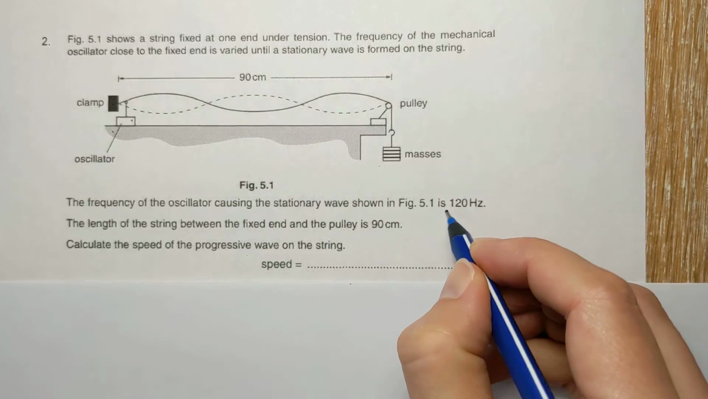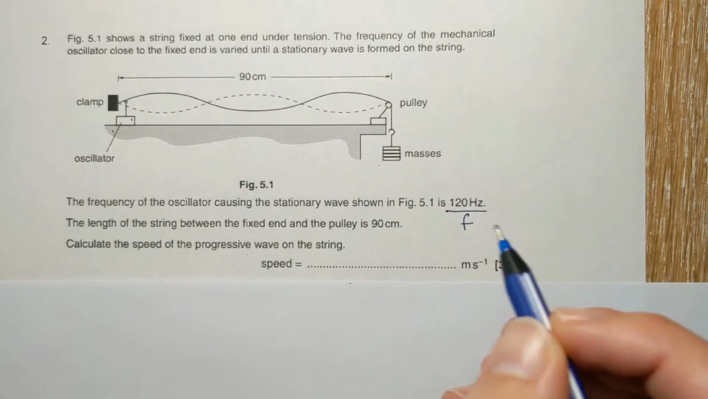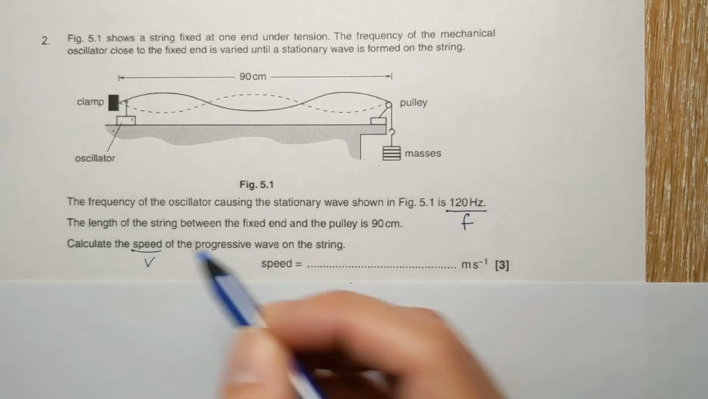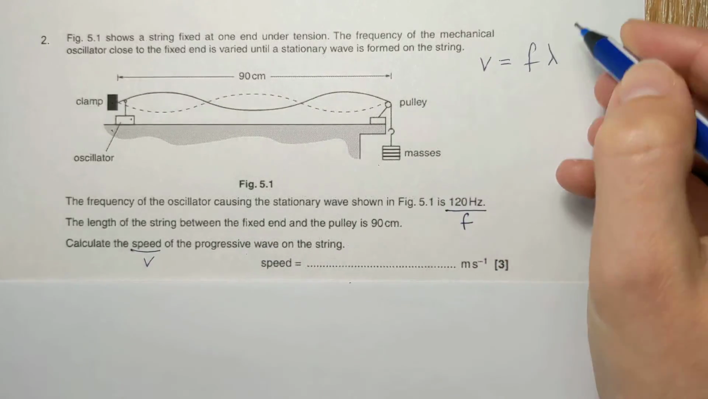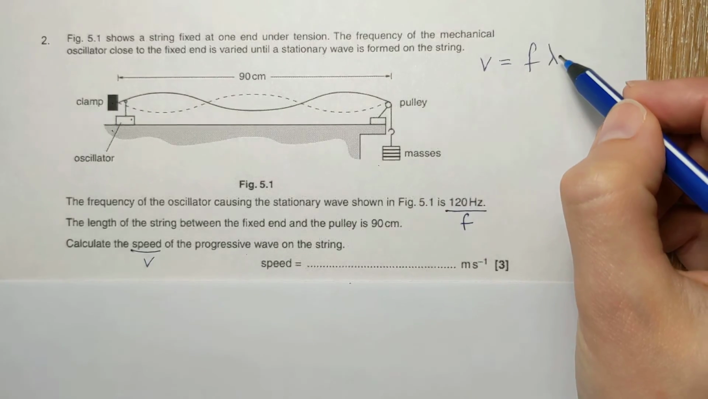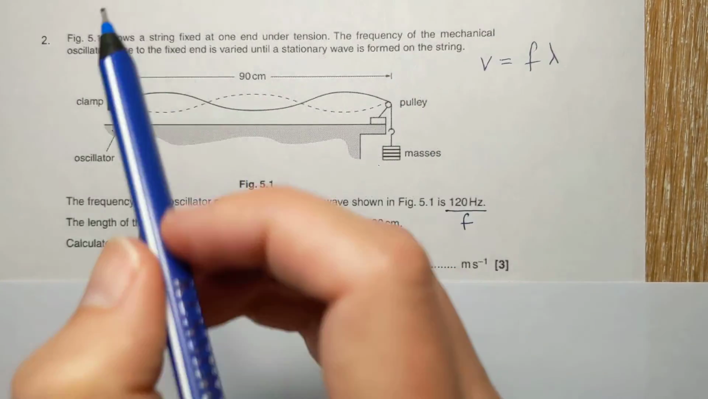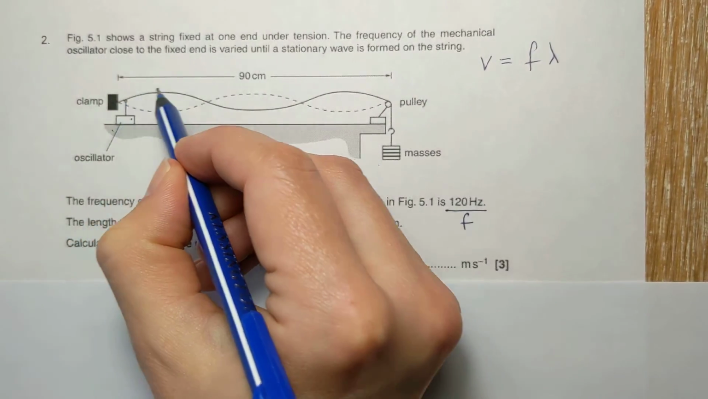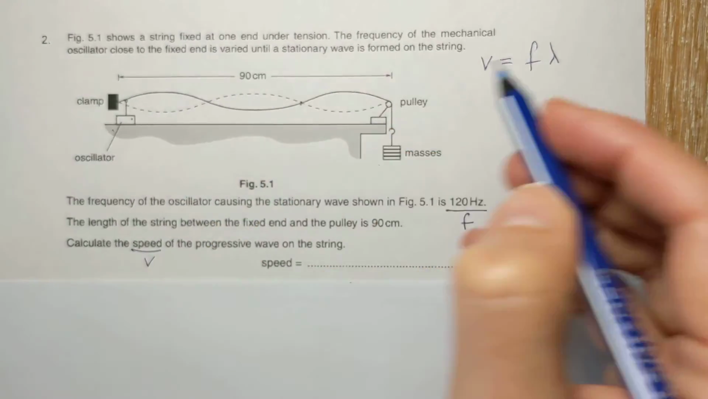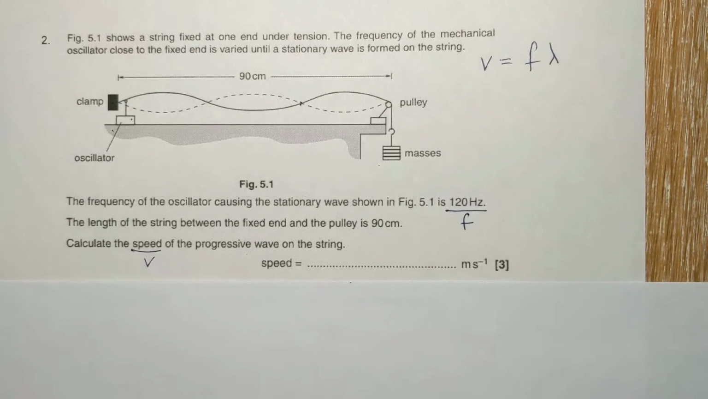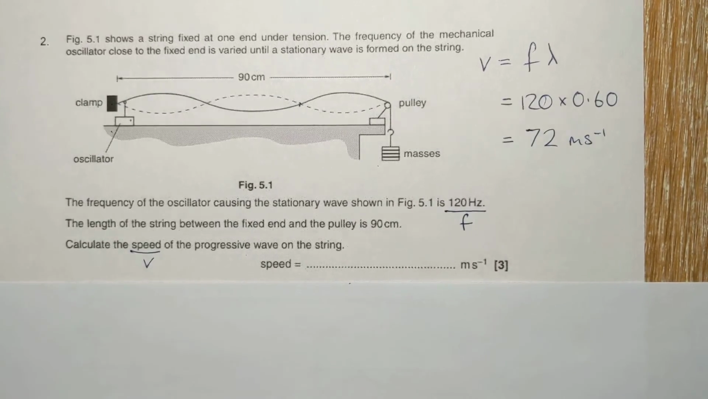Okay, time to have a go at the practice question. We're told the frequency and we want the speed. So it looks like we're going for this formula, but we don't know the wavelength yet. Now we look at our diagram. One wave is from here to there. So that means that lambda is 60 centimetres. And so that's the speed of the wave.